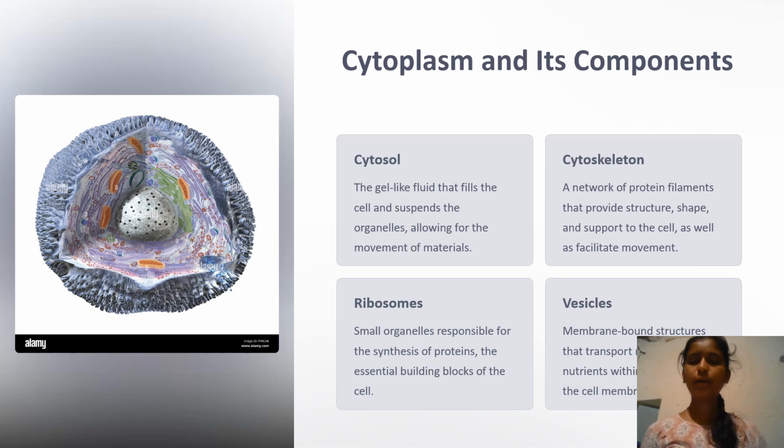The second one is cytoplasm and its components. First is cytosol. It is a gel-like fluid that fills the cell and suspends the organelles, allowing for movement of materials. Next is the cytoskeleton, a network of protein filaments that provide structure, shape, and support to the cell, as well as facilitate movement. Ribosomes are the smallest organelles responsible for the synthesis of proteins, essential building blocks of the cell. Vesicles, membrane-bound structures that transport nutrients within the cell.